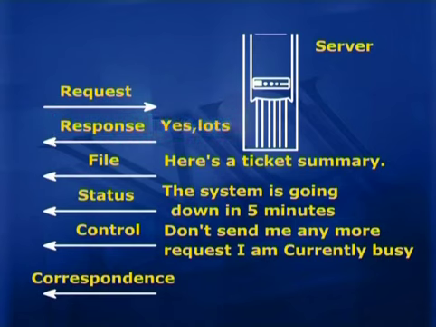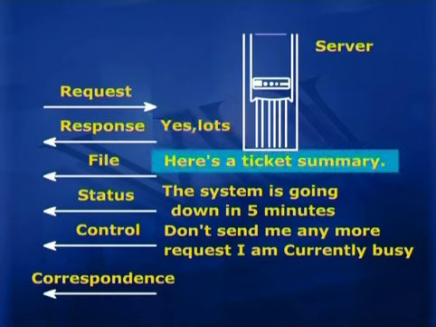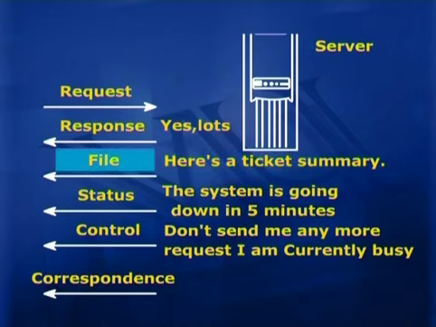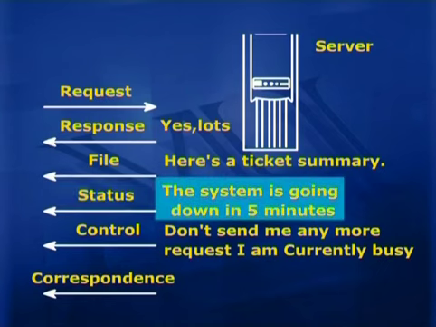Then a ticket summary goes, this is the third message, and this specific message, unlike the upper two messages, is in the form of a file. This file will be a ticket summary regarding that specific driver. The fourth message is a status message. The server tells the homing device of that policeman that the system is going down in 5 minutes or it will stay down for another, say, 1 hour or 2 hours or any specific amount of time.